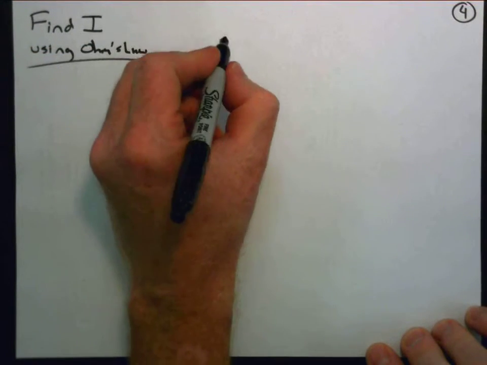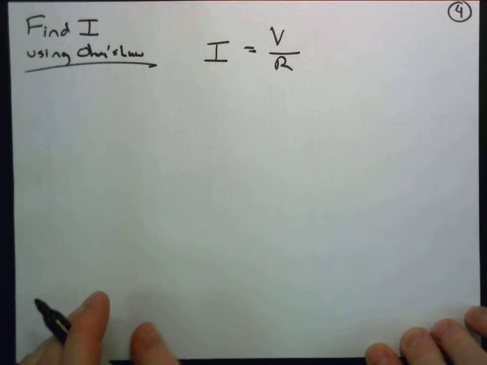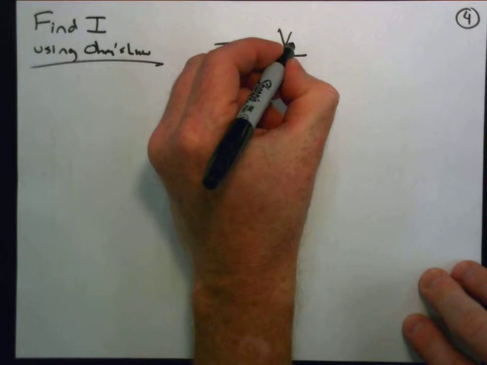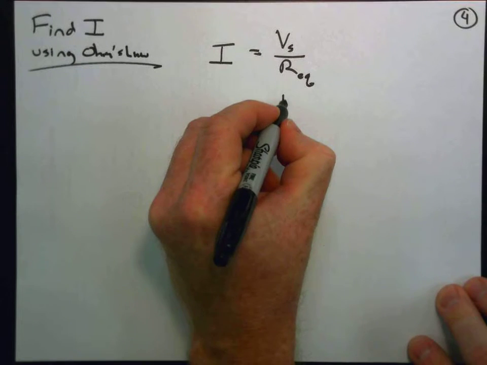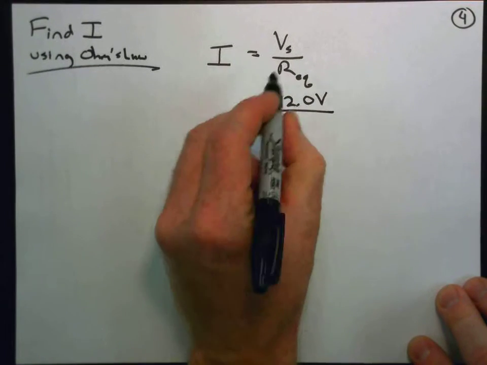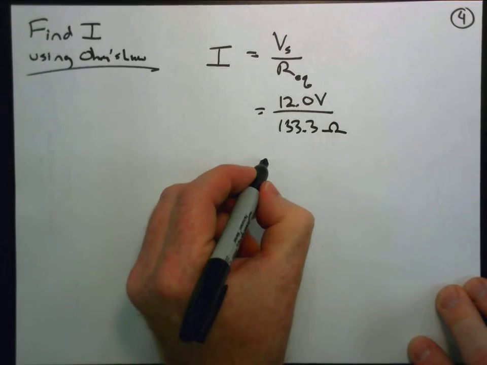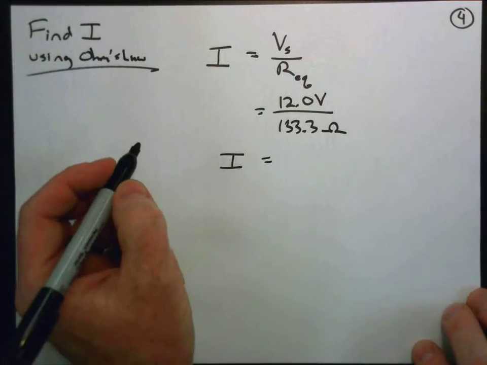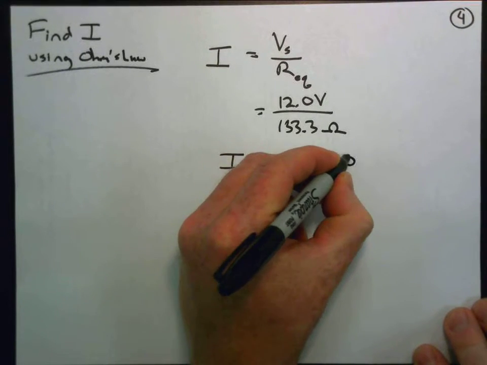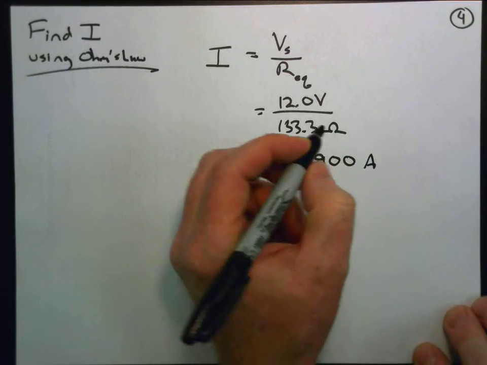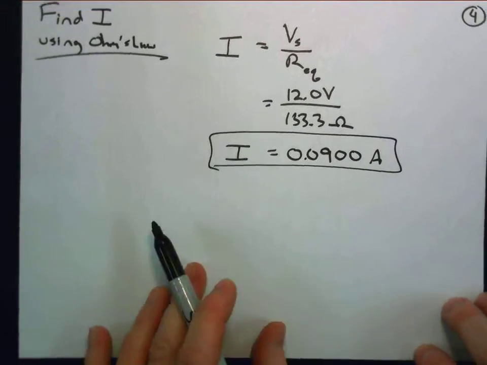So Ohm's Law: current is equal to voltage divided by resistance. The voltage I'm using is the voltage of the source, and the resistance I'm using is the equivalent resistance. Straightforward. So that's 12.0 volts, and this is now 133.3 ohms. So what is my current in this circuit? 0.0900 amperes. Put a box around that answer. There it is.